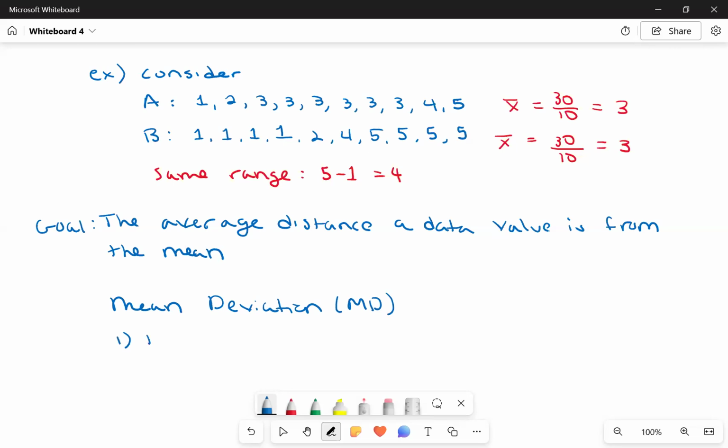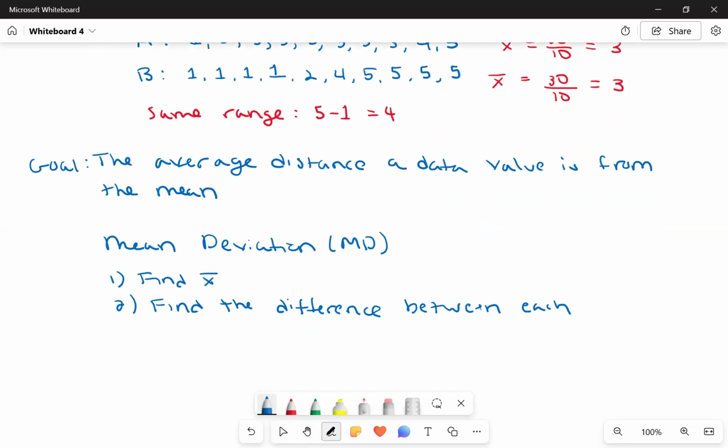We would find the mean. Then we would find the difference between each data value and the mean. Sorry, let me shift up here, I'm running out of space. Each data value and the mean.